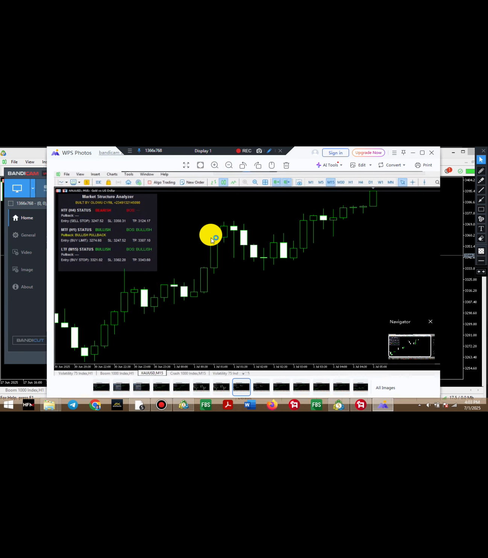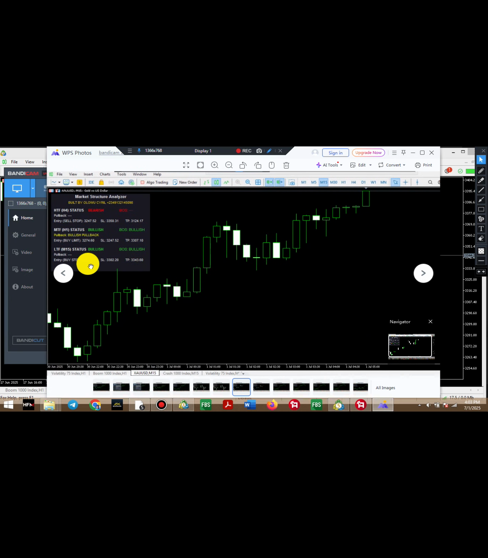The entry was 3321.02. Then my stop loss was 3302.20, and the TP was 3343.60. After doing these same check-ins, I saw it was very okay because the pullback is what we are trading. So we have to buy alongside the pullback. That was why I took the buy, and believe me, I didn't even encounter much drawdown, and price went straight to hit the take profit. So that is that on gold, right?